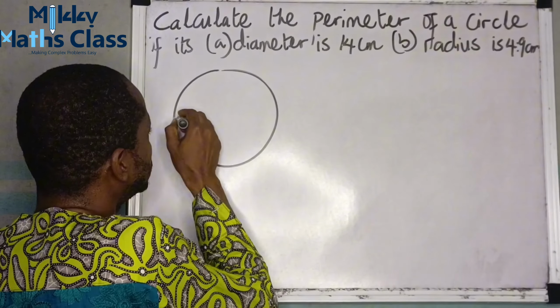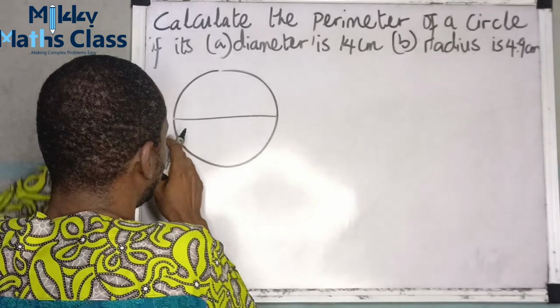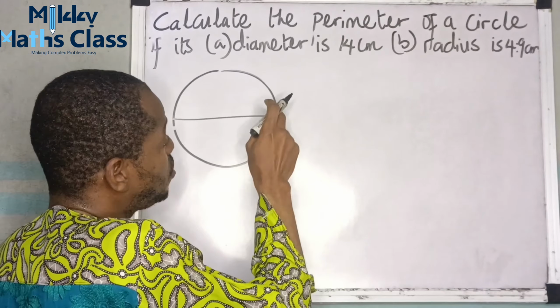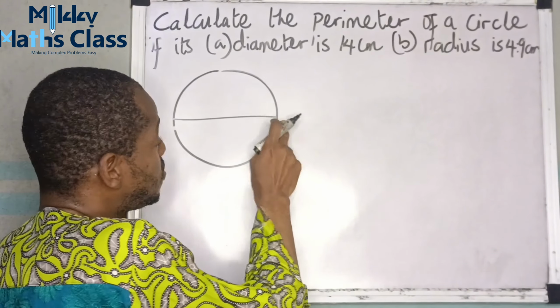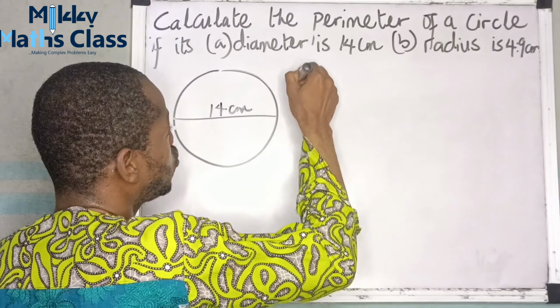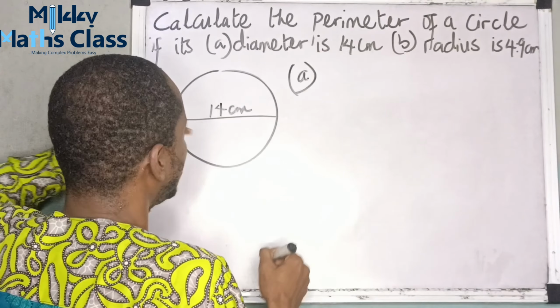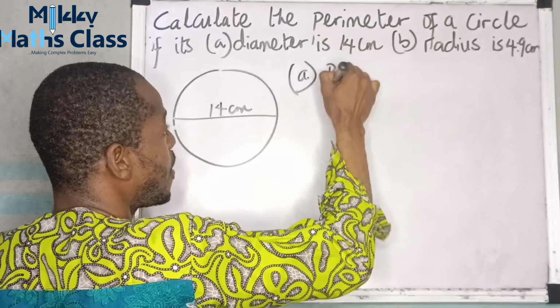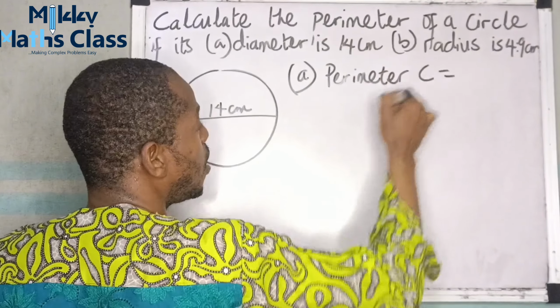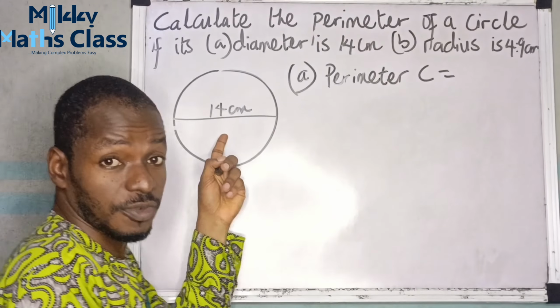For the first one, the diameter, that means from any point at the circumference, passing through the middle to another point of the circumference is the diameter. So from here to here is 14 cm. So for the first one, we have that the circumference, the perimeter, which is the circumference, given the diameter, which is 14 centimeter.